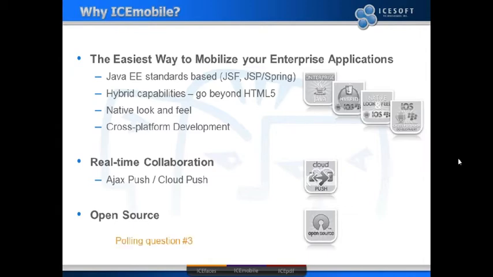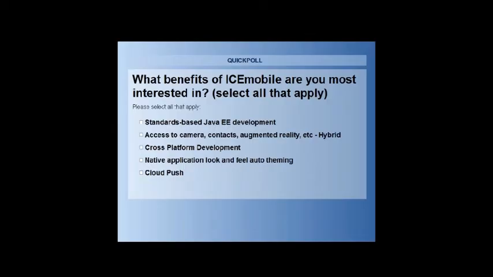Okay, I'm just going to go on to the third polling question now. What benefits of ICEmobile are you most interested in? You can select all the ones that apply here: standards-based Java EE development, access to native features such as camera, contacts, etc., cross-platform development, native application look and feel, or cloud push. Choose all the ones that apply there.